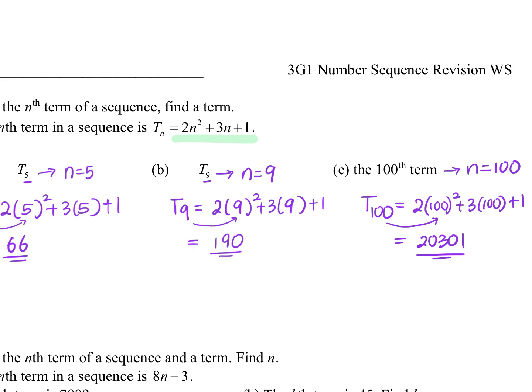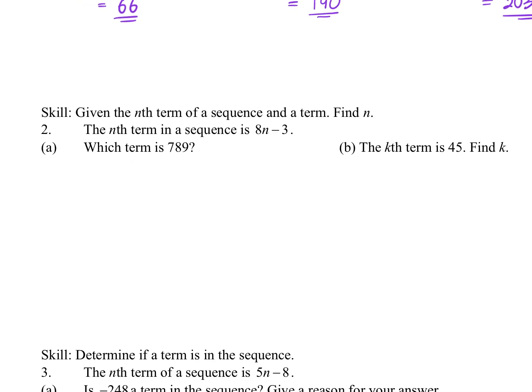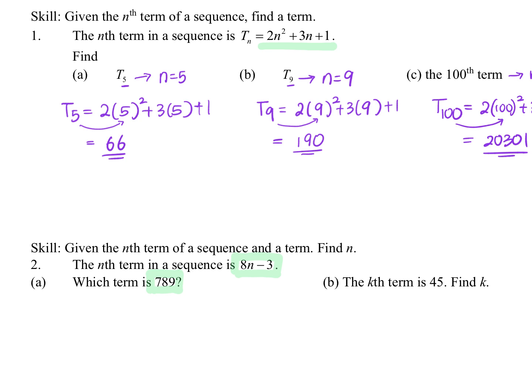Right? Now, without further ado, let's move on to the next skill. Given the n term of a sequence and a term's value, find n. What is this question talking about? This means that the formula of the whole sequence is already given. The formula is 8n minus 3. Then they asked you which term is 789. So I know the value after I calculated it. For example, I started off with my formula, and after I calculated it, the term itself is 66. What is n? The n here in this case is 5.